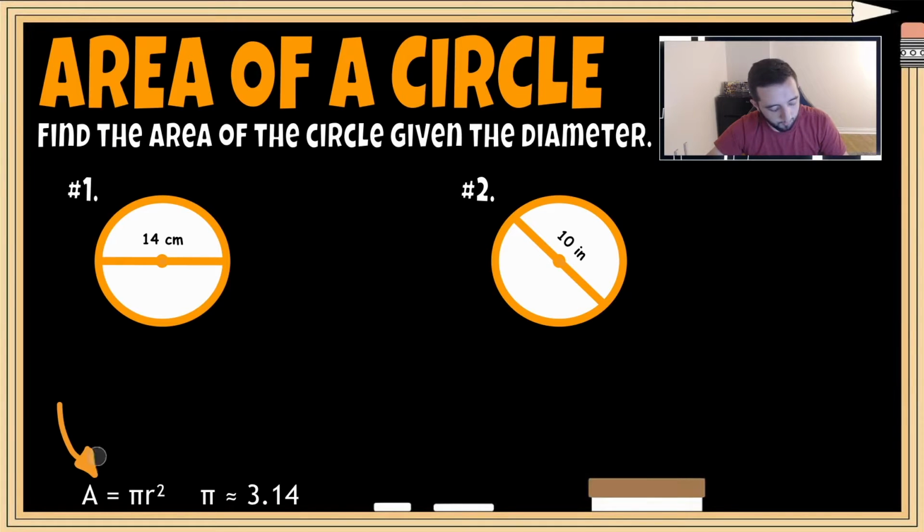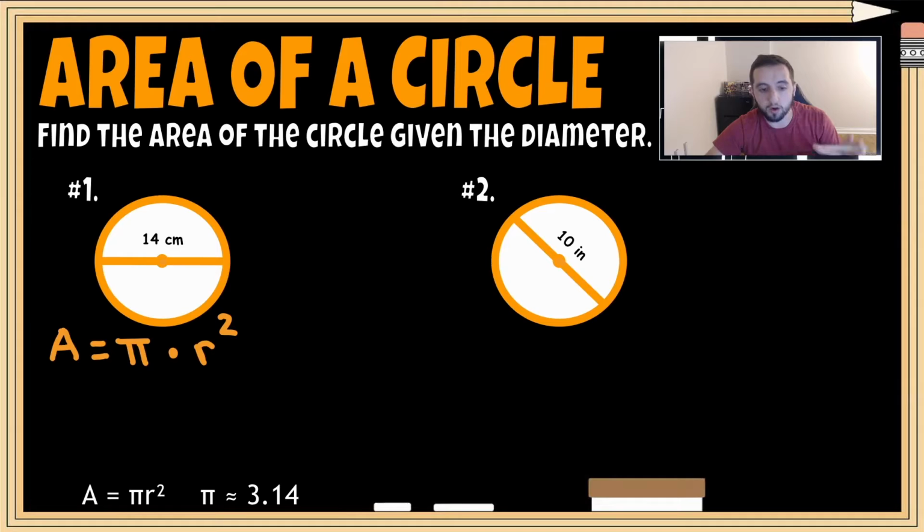So let's take a look at number one to get us started here. So let's start with our formula. We have area equals pi times the radius squared. And we are using 3.14 for pi. So let's replace pi with the approximated value, 3.14. So instead of writing an equal sign, I'm going to change it to the approximately symbol since we're not using the exact value for pi. So we have 3.14 times.